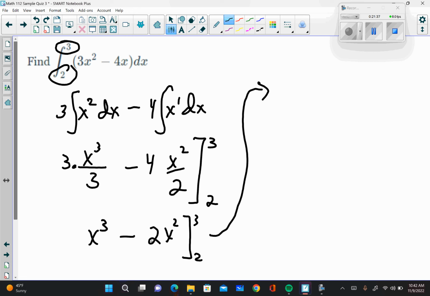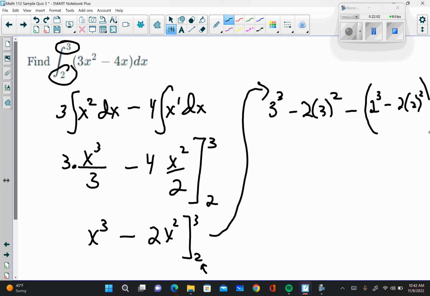That means the next thing I do is I write everything here with the number up on top in place of x. All the x's would get replaced with 3. Then minus the quantity. Then after the minus parentheses, all the x's get replaced with whatever number's down there. So 2 to the third minus 2 times 2 squared.